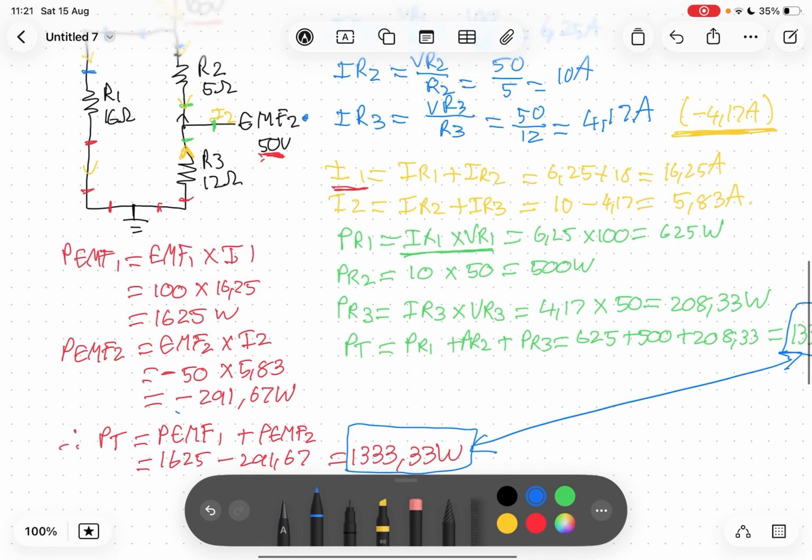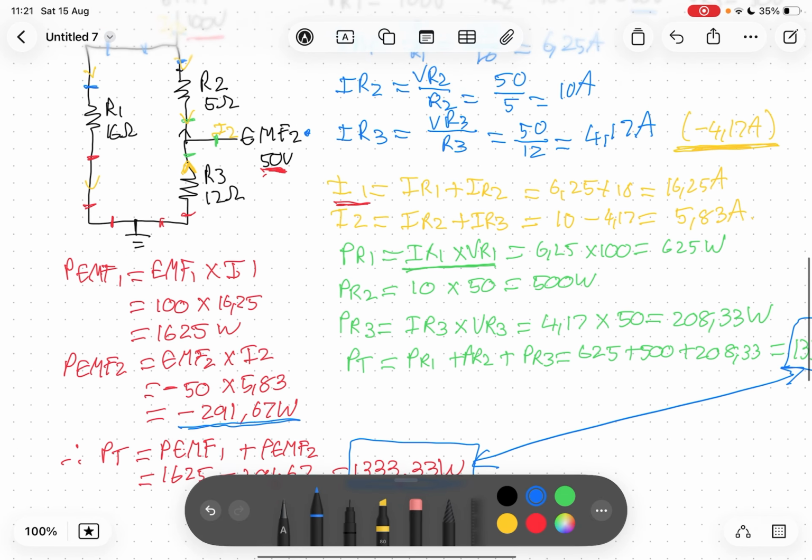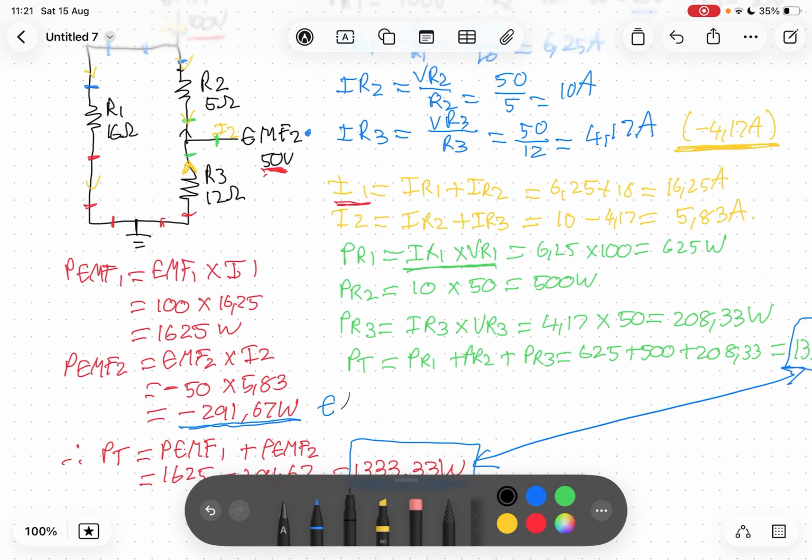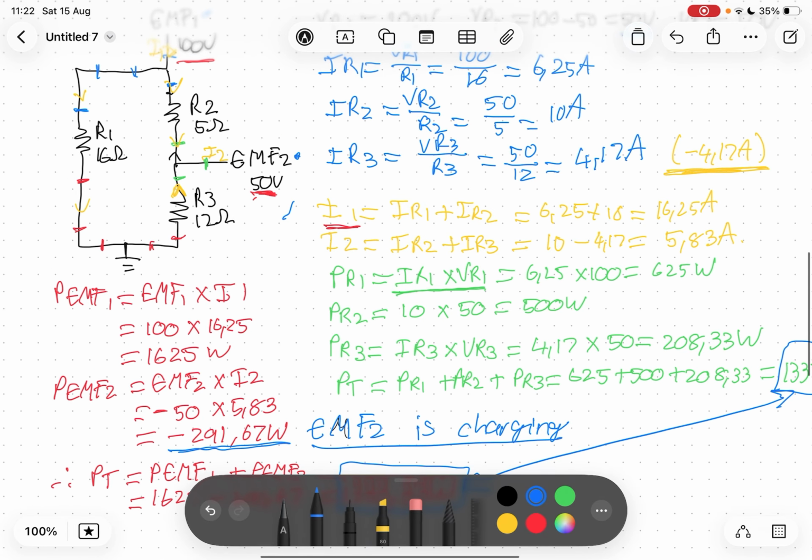So you can also say, using this power over here, that EMF2 is essentially charging. Because there's power flowing into this, because voltage is from a higher to a lower potential, and we know that the current is negative, therefore EMF2 is charging.